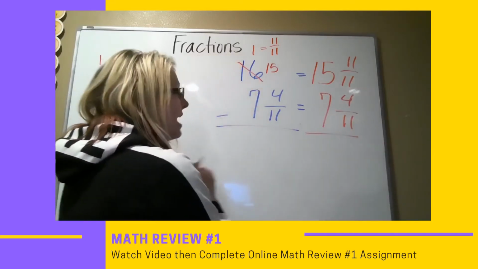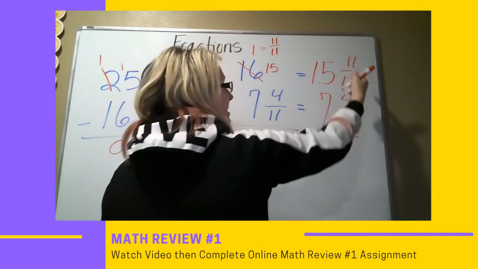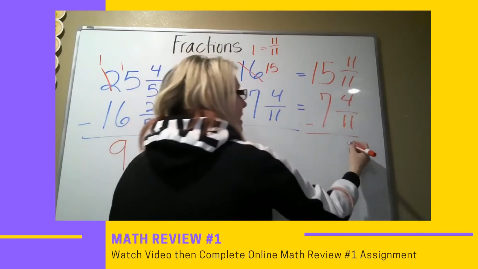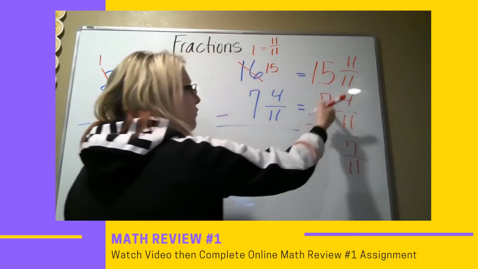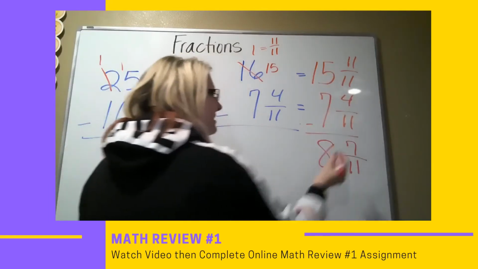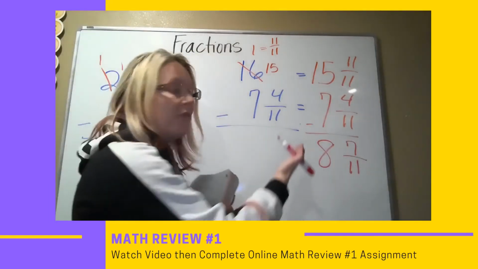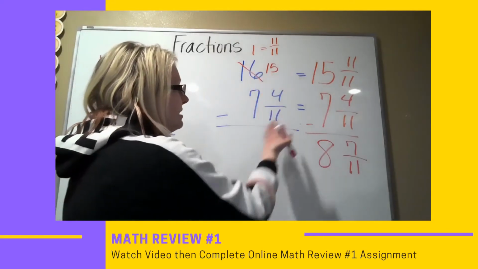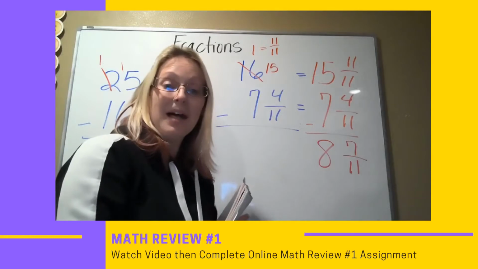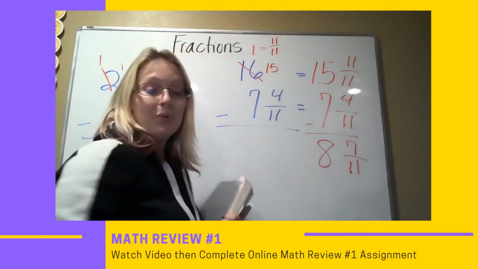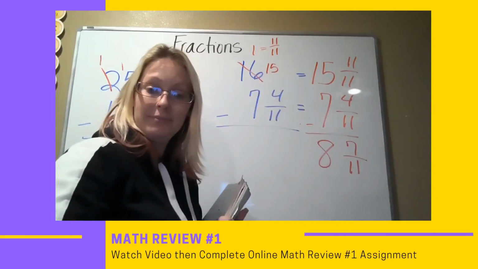And when we subtract that, we would subtract 11 minus 4 is 7, our common denominator of 11, and 15 minus 7 is 8. So there we have 16 minus 7 and 4/11 equals 8 and 7/11 because we borrowed 1 and made it a fraction.